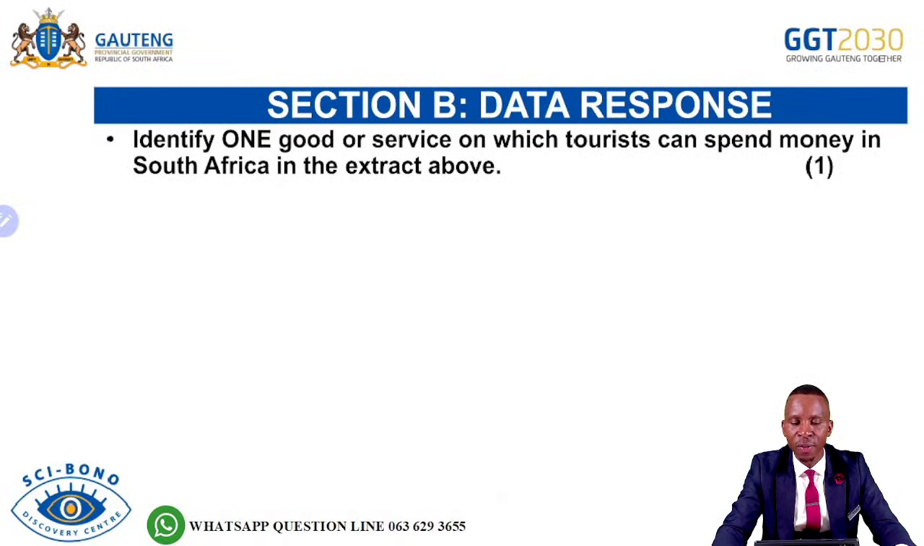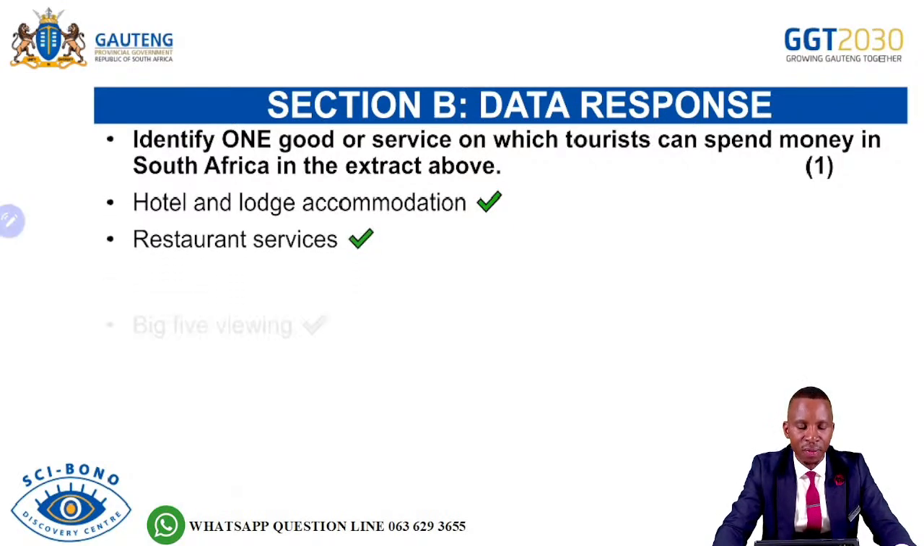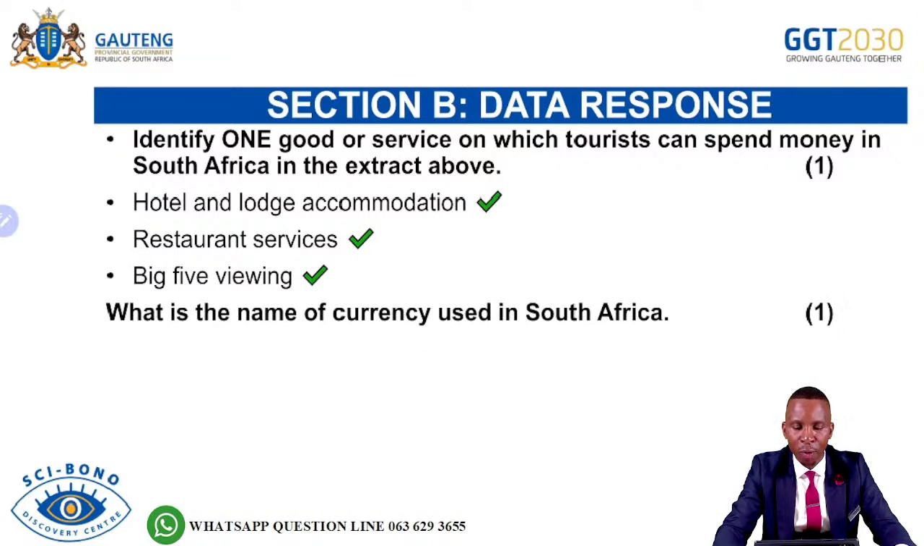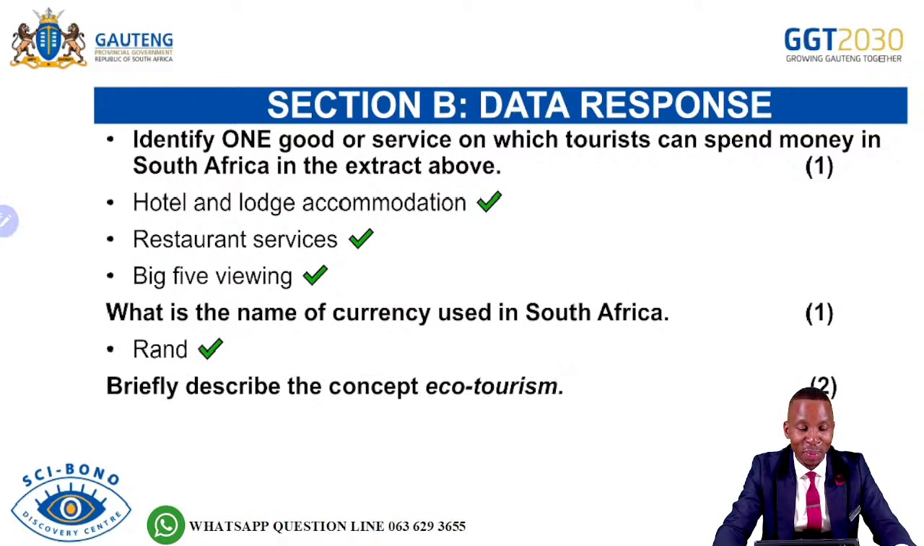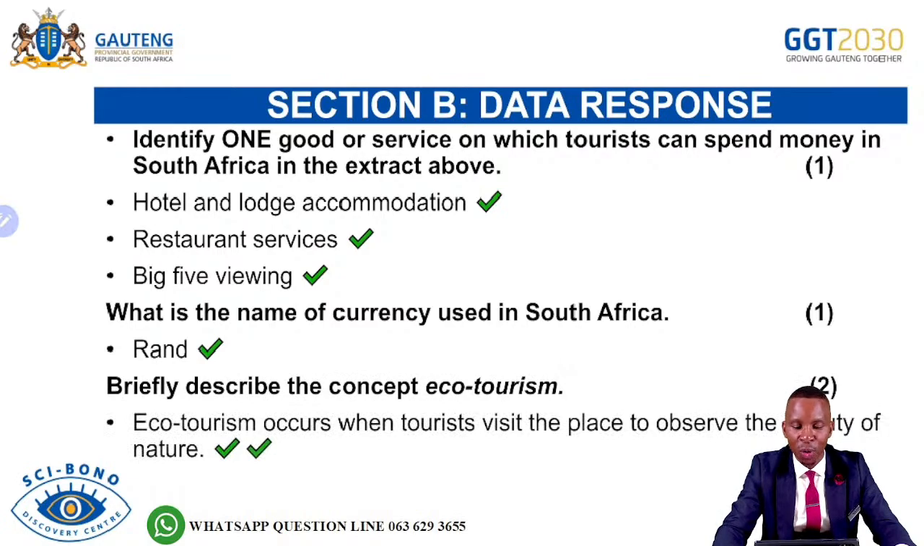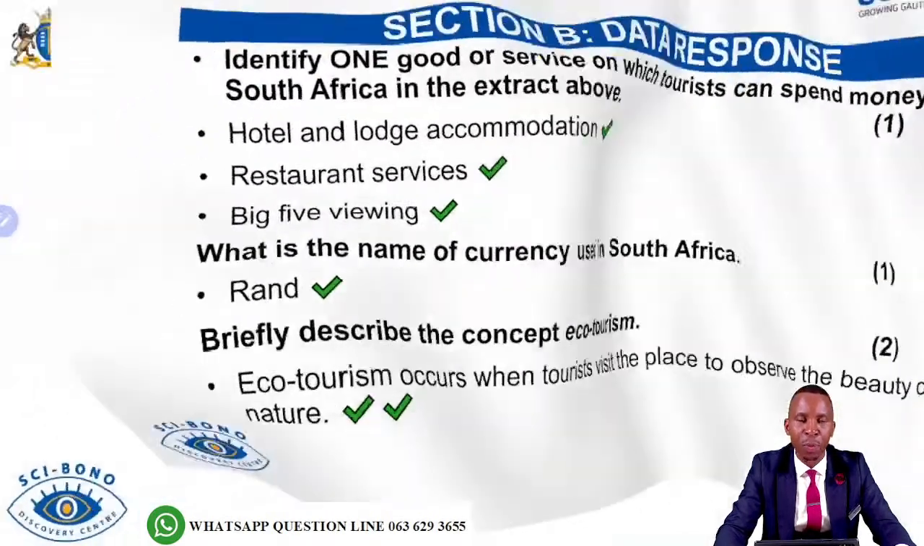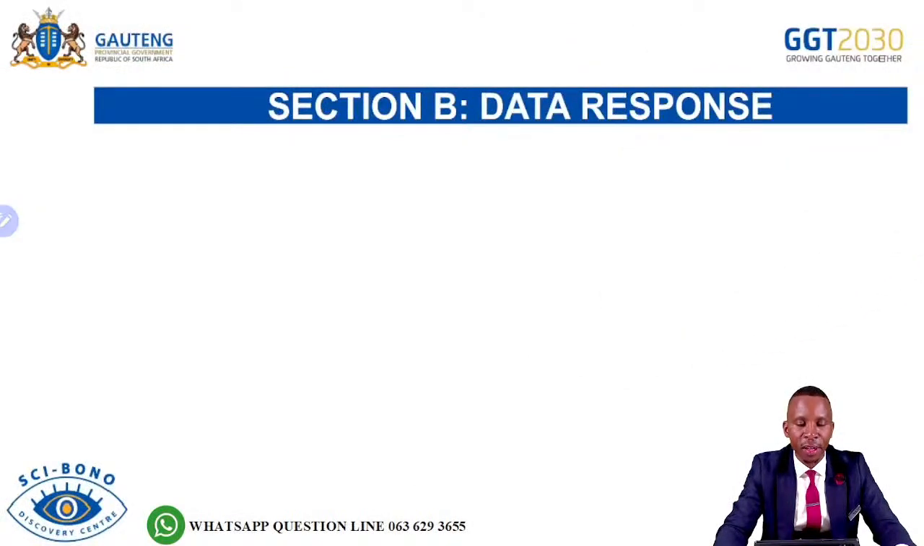Identify one good or service on which tourists can spend money in South Africa in the extract above. Hotel and lodge accommodation, restaurant services, Big Five viewing. What is the name of the currency used in South Africa? That's the rand. You need to remember that. Briefly describe the concept of ecotourism. Ecotourism occurs when tourists visit a place or area to observe the beauty of nature. So it is more embedded in nature. And then we continue.